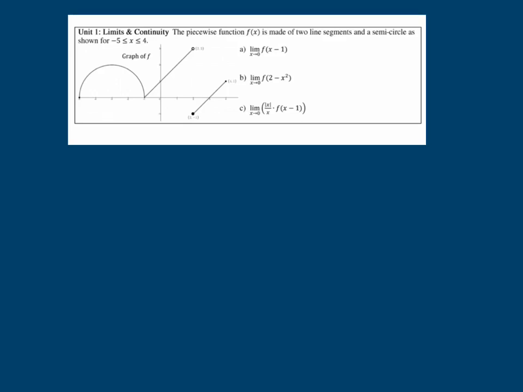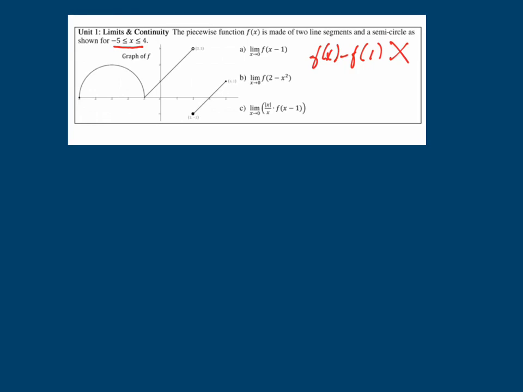So you have a piecewise function, and it's a semicircle and a line, and it's between -5 and 4. They want the limit as x approaches 0 of f of x minus 1. Now that doesn't mean f of x minus f of 1. You can't do it that way. You cannot do f of x minus f of 1. That's not how you do these.